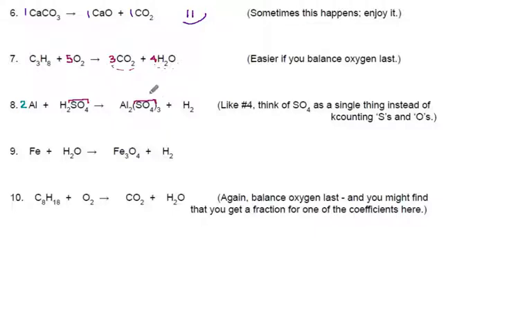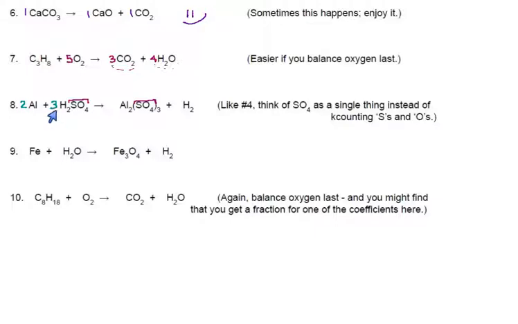Now, if we go left to right, let's do that. 2 hydrogen. We look over here and we see 2 hydrogens, so good, that's looking okay. Then we get to the sulfate. We have a sulfate here and 3 sulfates here. So we ended up with 3 sulfate. To make that happen, I have to put a 3 on the left.